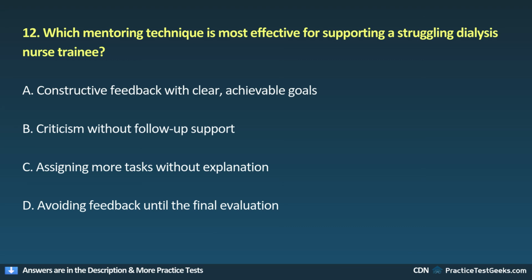12. Which mentoring technique is most effective for supporting a struggling dialysis nurse trainee? A. Constructive feedback with clear, achievable goals. E. Criticism without follow-up support. C. Assigning more tasks without explanation. D. Avoiding feedback until the final evaluation.